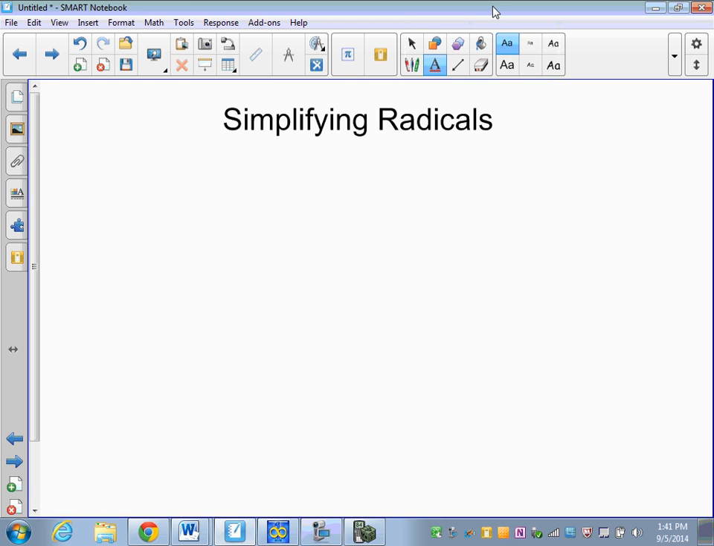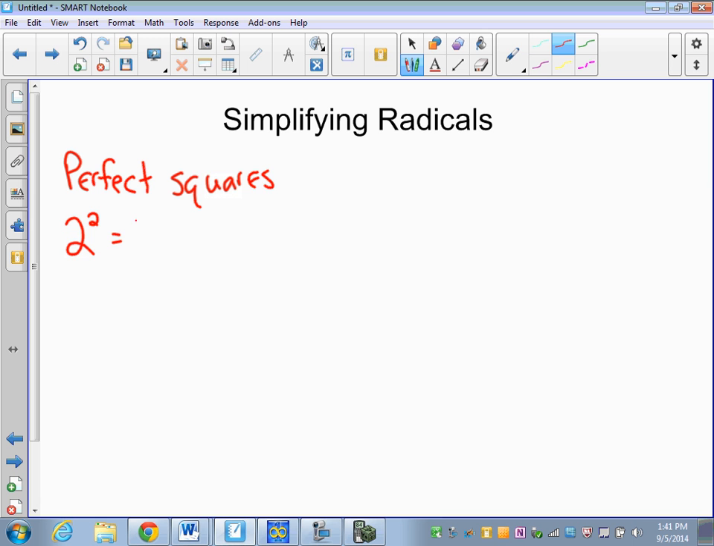So the following is going to be a sort of bonus video on how to simplify radicals. The first thing you need to remember about simplifying radicals is the perfect squares. So what do I mean by perfect squares? This should be a review from Algebra 1.